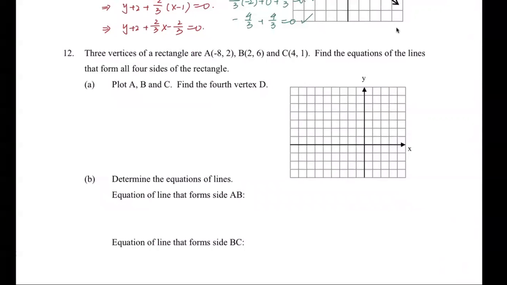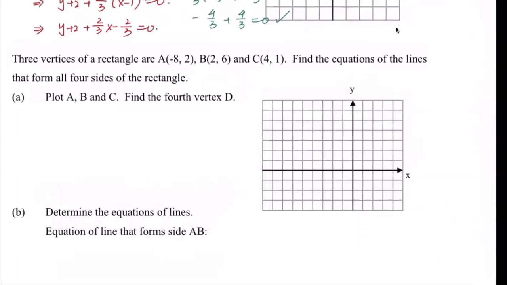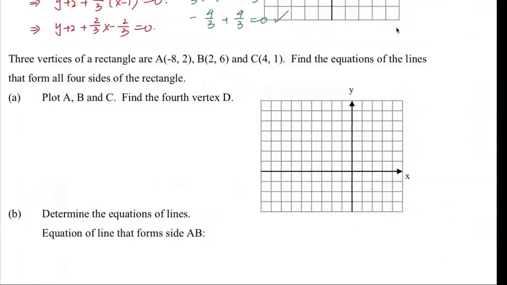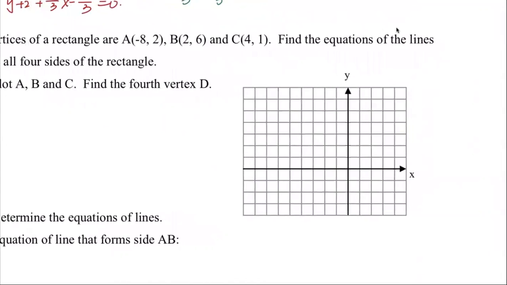Oh, okay. So we are given that this shape is a rectangle. Okay, it's a rectangle. And we're given 3 vertices. Okay, so the first part A, is asking us to find the 4th vertex, D. Okay, so ABCD is a rectangle. Okay, so let's plot the points first.